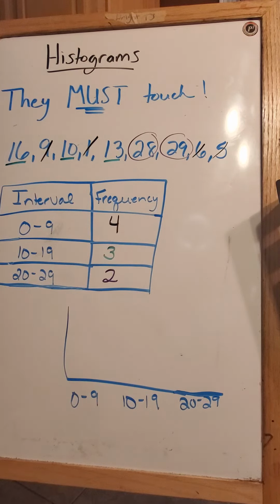Then all we have to do from there is fill in our histogram. So we've already done our frequency table. Now we take that same information and put it into our histogram. Since our highest number is 4 here, I'm just going to go by ones. So that will be 1, 2, 3, and 4. And that is the height of your graph.